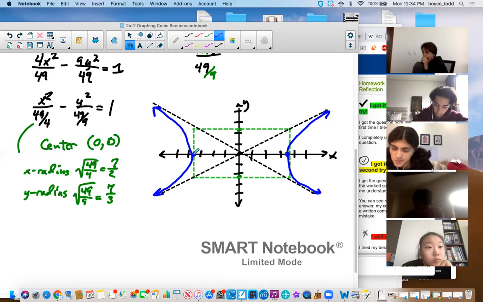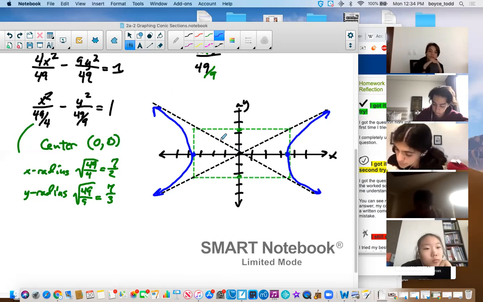So see what I did? I used all those numbers as my radius to form the box. I draw the diagonals through the center, and then I draw my curve.